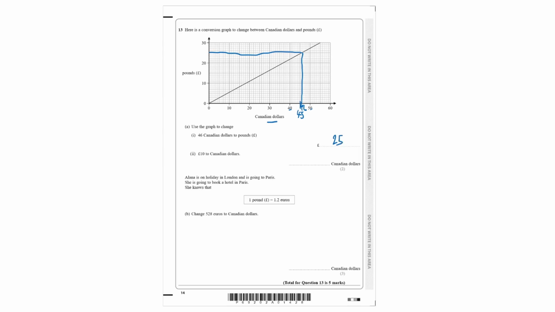10 pounds to Canadian dollars. Pounds is given on the left-hand side, and we simply draw a line perpendicular to 10 until it meets the line. Then we draw a line perpendicular again. That's 20 minus 2, so that's 18.